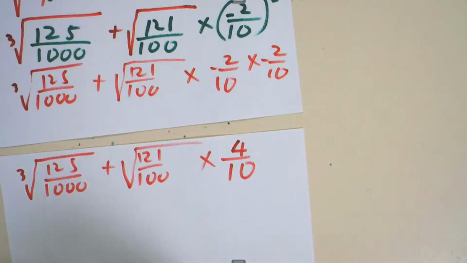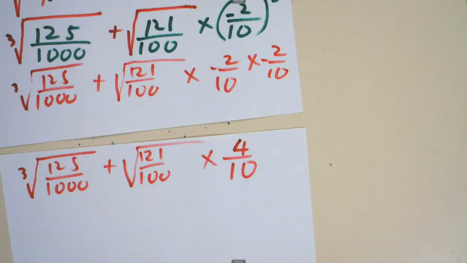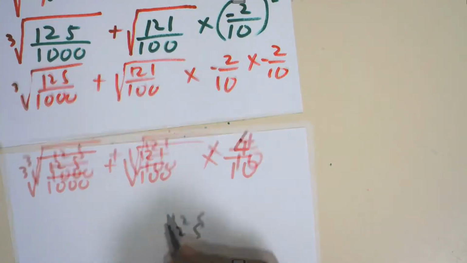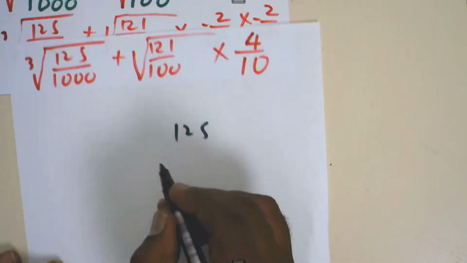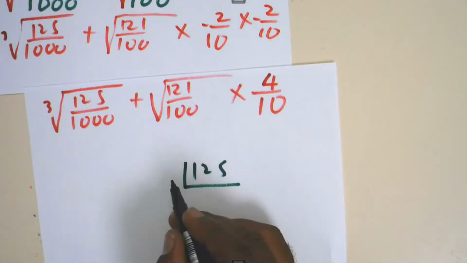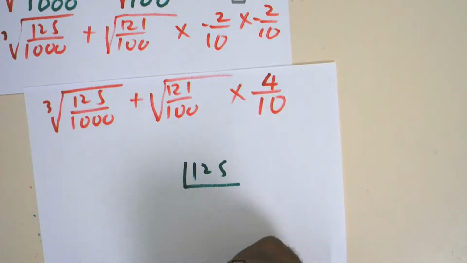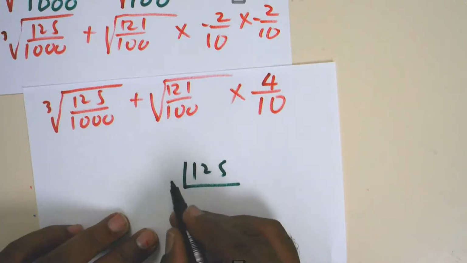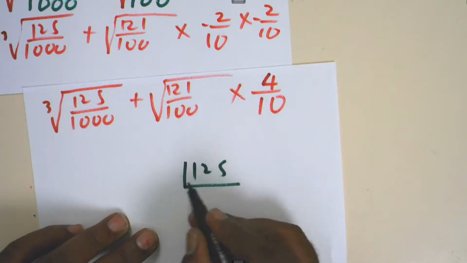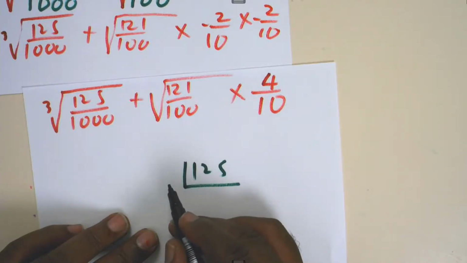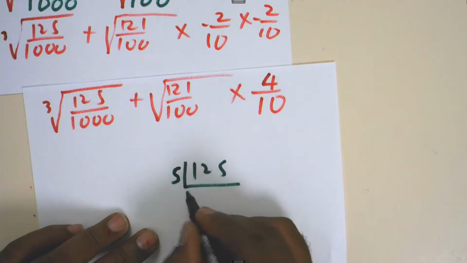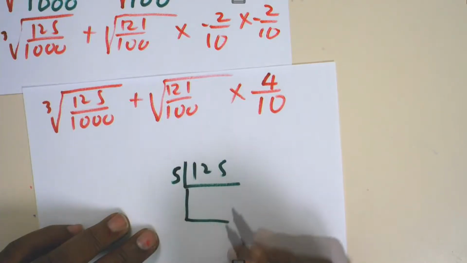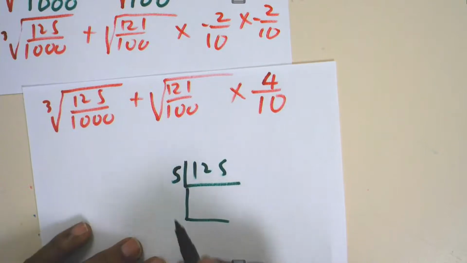Let's check what 125 is. The lowest prime factor is 2, but 2 is not dividing into this. The next one is 3. 3 into 12 goes 4 times, but in 5 it does not divide. The next one is 5. Because your last number is 5, therefore it's divisible by 5.